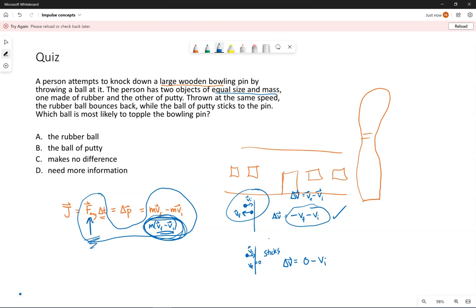So it will apply a larger force, or it experienced a larger force from the pin, which means it applied that same larger force to the pin. So the rubber ball, the one that bounces off this wooden bowling pin, would be most likely to make it fall over. Now, either one could technically make it fall. It depends upon its mass and how large its base is. But the rubber ball would be much better at making it fall over.